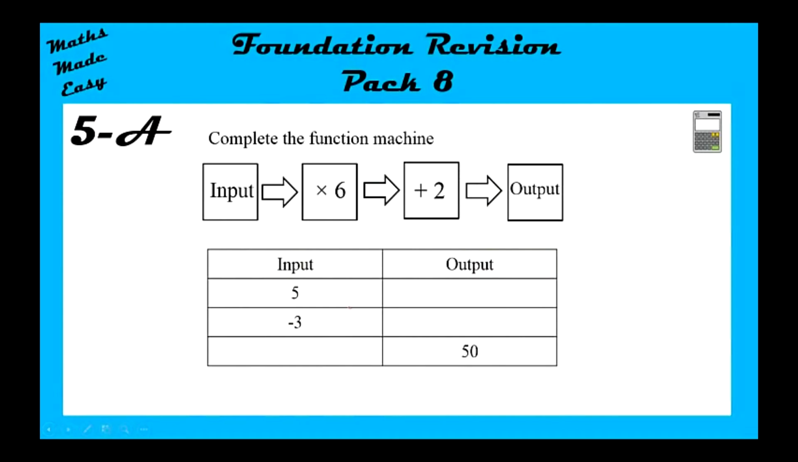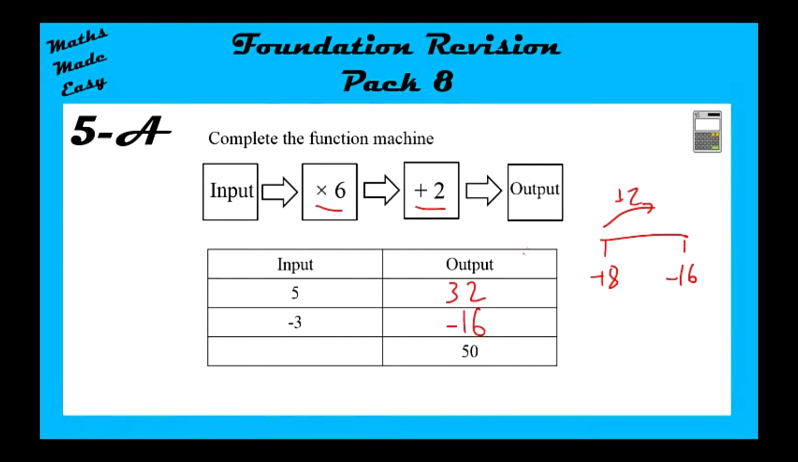Question 5a, we've got a function machine, we've got some inputs and outputs. So this input here 5, we've got to work out the output. So we times it by 6, 5 times 6 is 30, add 2, 32. This one here, negative 3 times 6 is negative 18, add 2 is negative 16. Be really careful with that, because negative 18, if you're going to add 2, you're going to go this way towards negative 16, not negative 20.